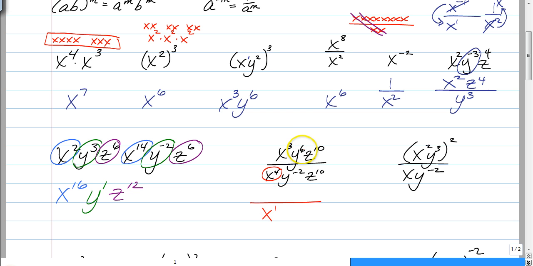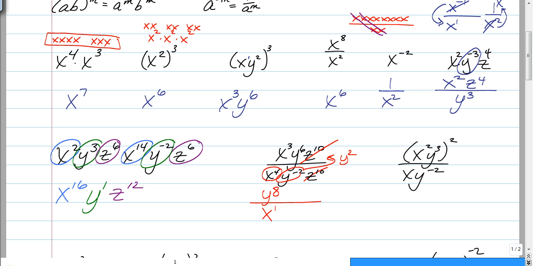So you have y to the 6th on top, and you have 2 more y's downstairs that want to be playing upstairs. So these guys are going to go upstairs to join the party, so they become y squared on top, which gives you 8 y's on top. And now you have 10 z's on top, 10 on the bottom, and 10 minus 10 is 0, so they just cancel out, and you're good to go with y to the 8th over x.